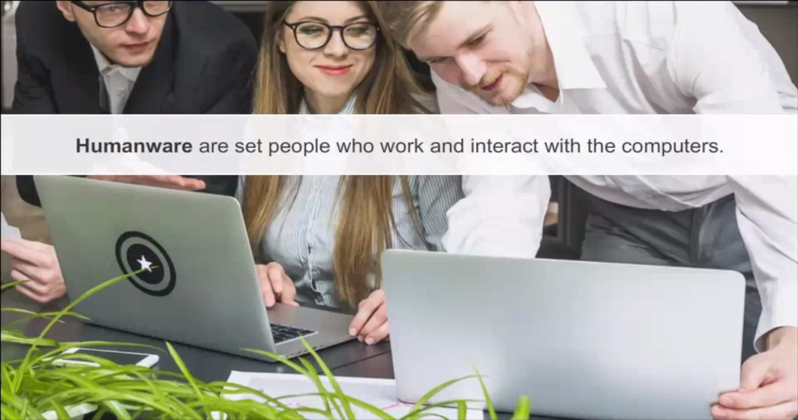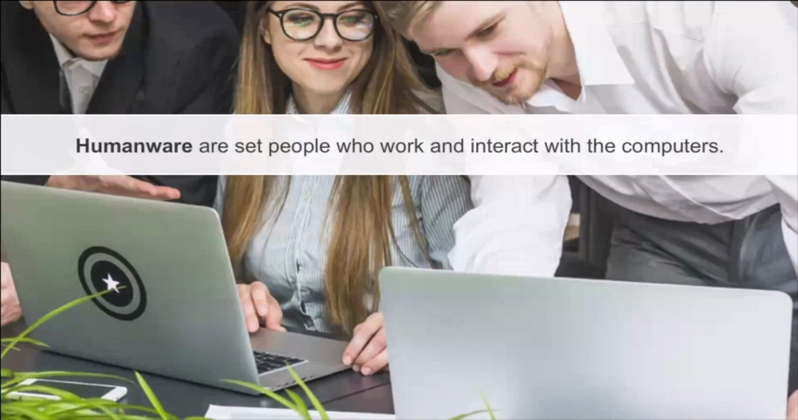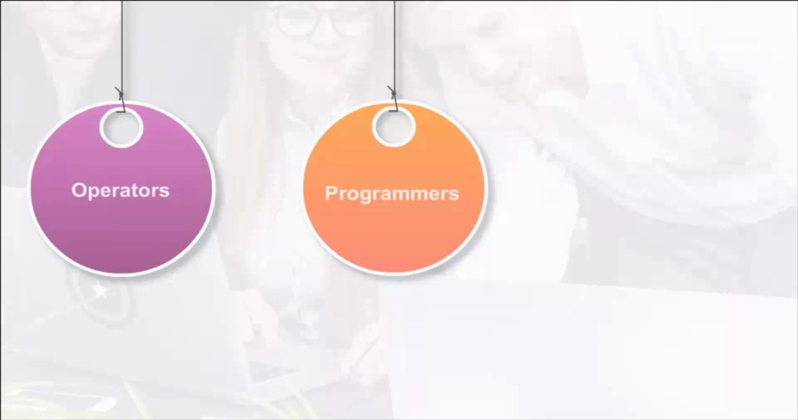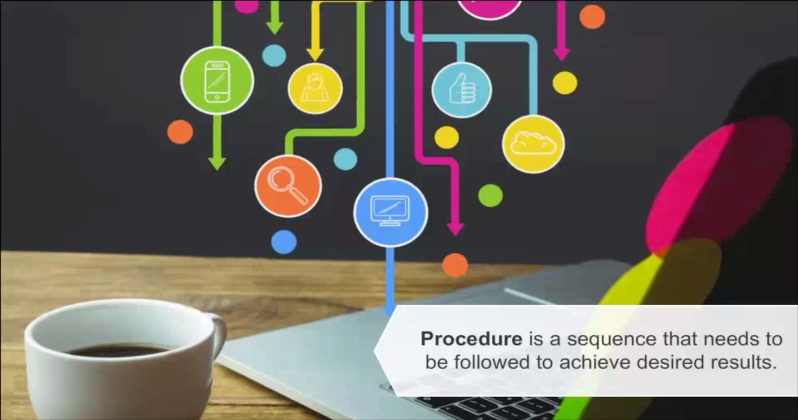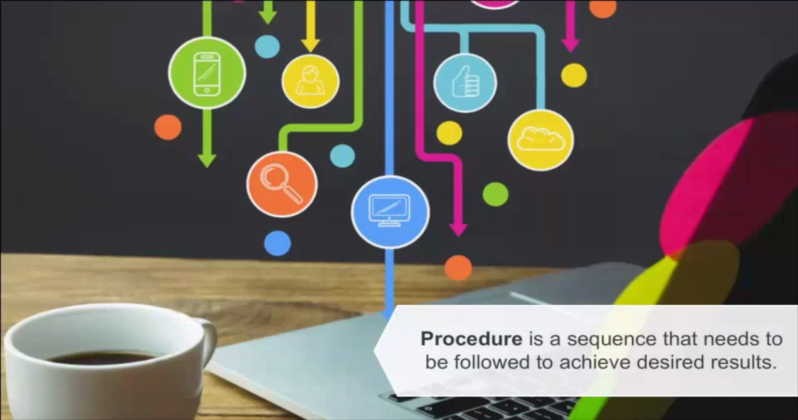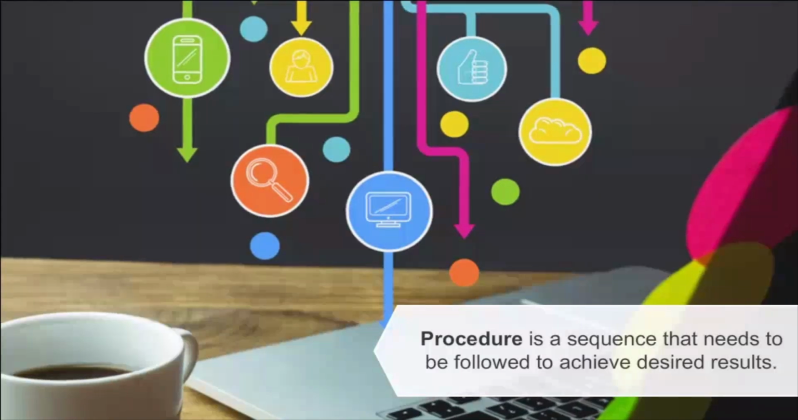Humanware are the people who work and interact with the computers. These people can be operators, programmers, system analysts. Procedure is a sequence that needs to be followed to achieve desired results. There are three types of procedures.